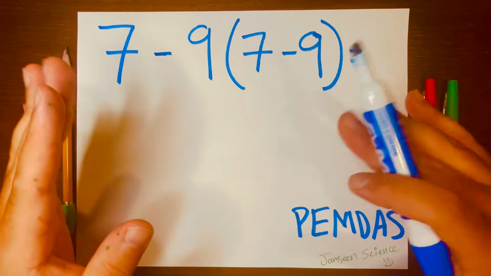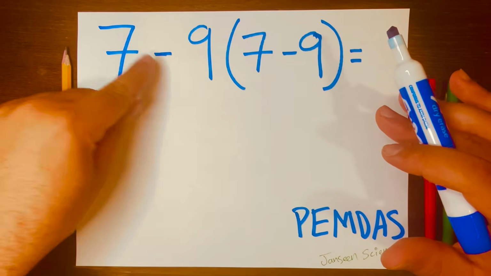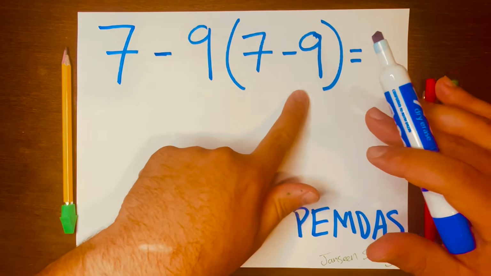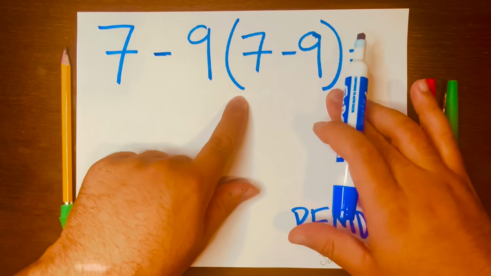Hi everyone, today we're going to solve this viral math problem: 7 minus 9, and then you have 7 minus 9 inside these brackets, or in other words, parentheses.